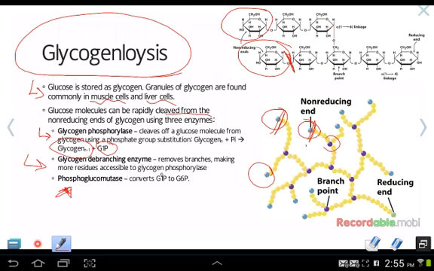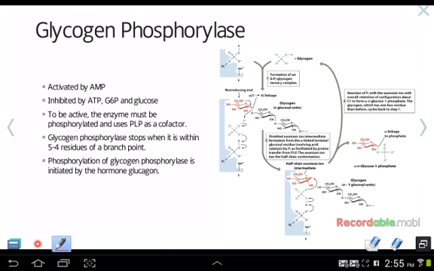Phosphoglucomutase can then convert glucose 1-phosphate to glucose 6-phosphate, which is that metabolite that is common among a number of glucose pathways. So let's look at glycogen phosphorylase in a little more detail.